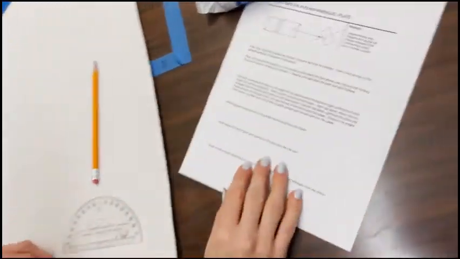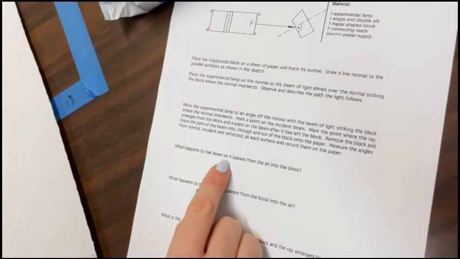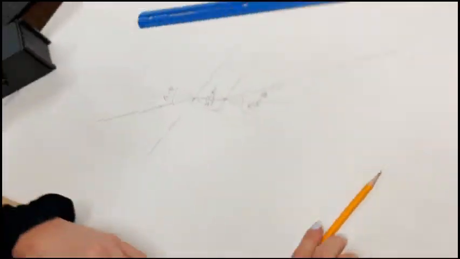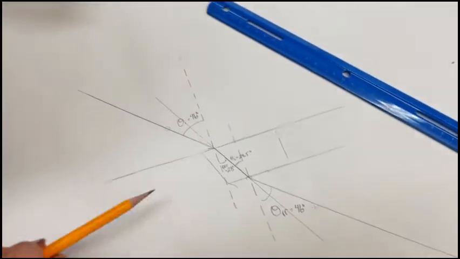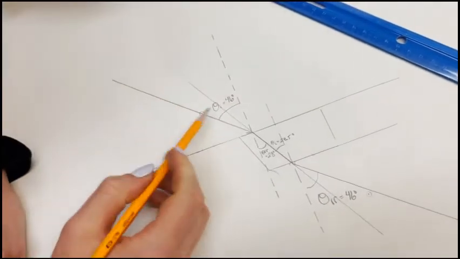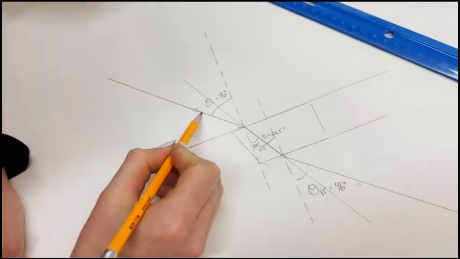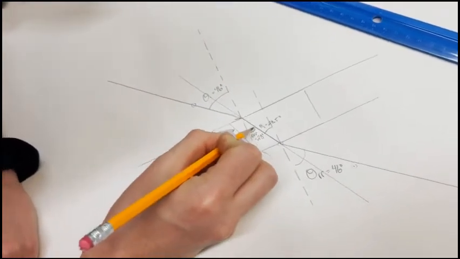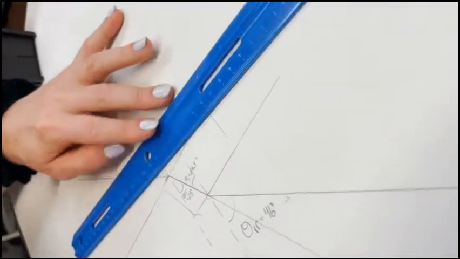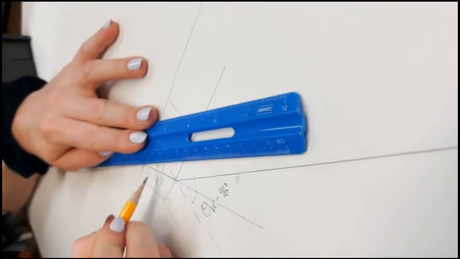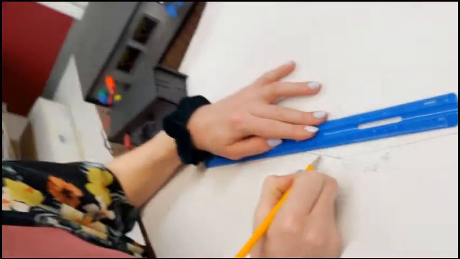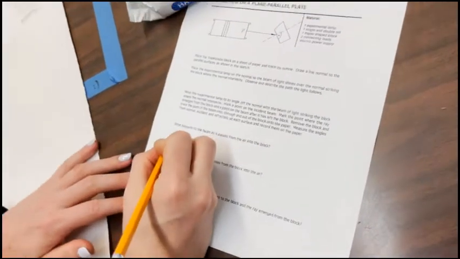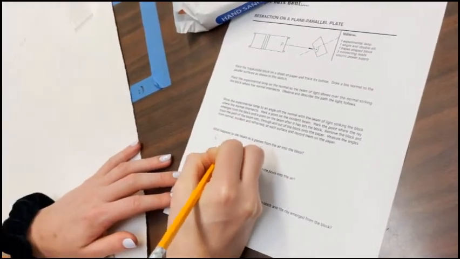Now what are we supposed to do? Okay, so it says, what happens to the beam as it passes from the air into the block? In other words, the question is, which way does it bend? Okay, so here is our incident ray coming in, right here, and here's our normal. Normally it would just follow the straight line path, right? If it wasn't bending. But instead it bends towards the normal. Y'all see that? Okay, so the beam of air bends toward the normal. I'm gonna go ahead and write that down. Can't hurt.